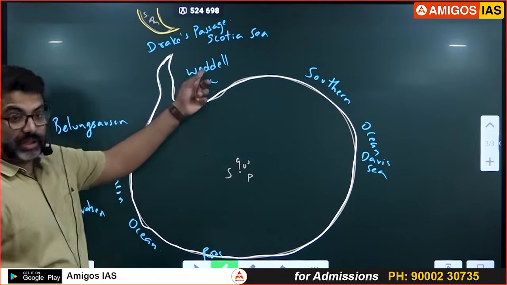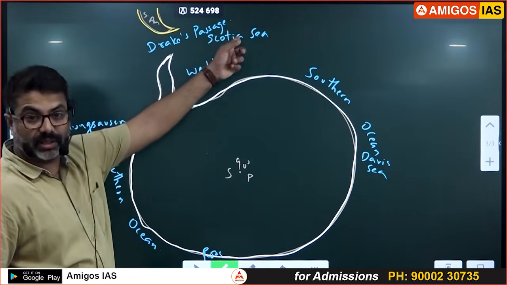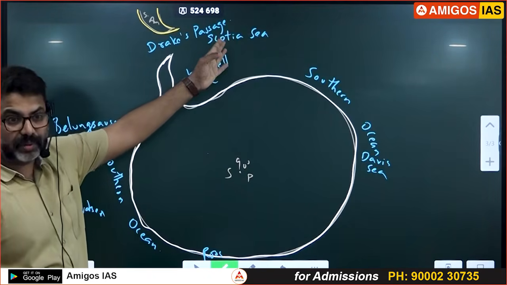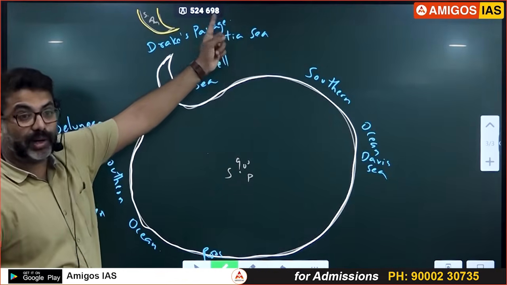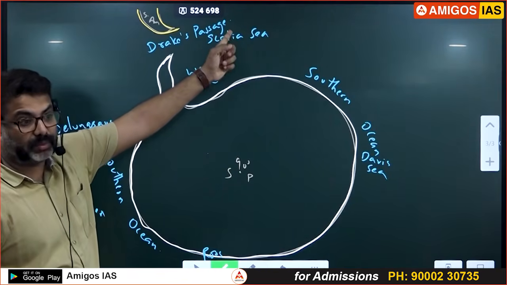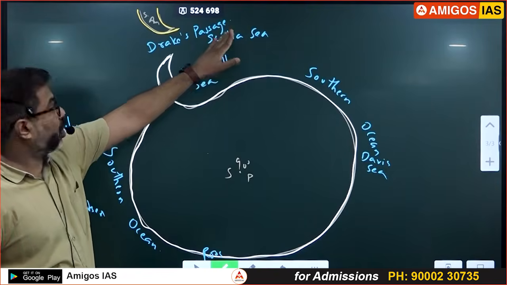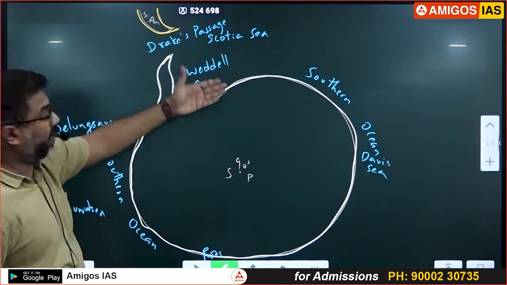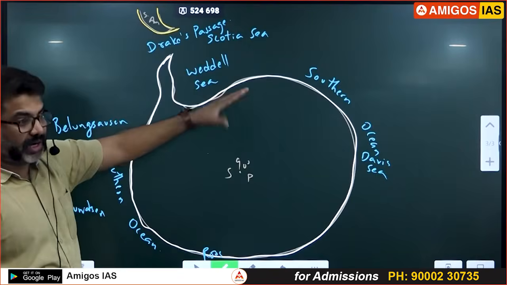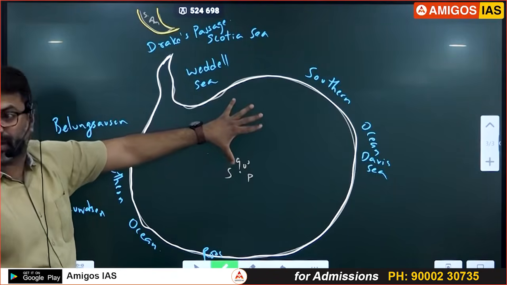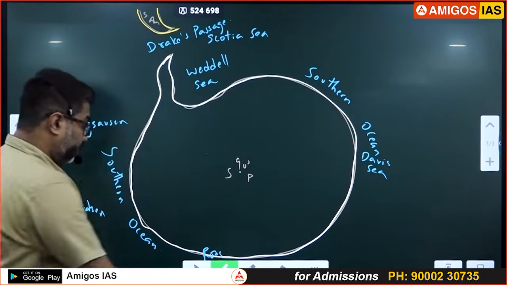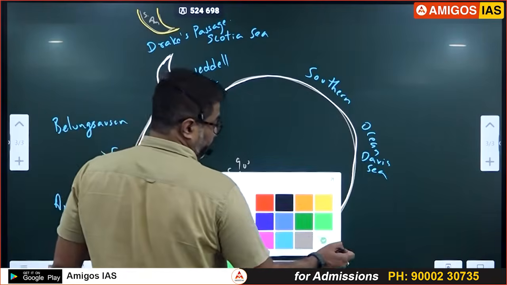So this was asked in the exam. Weddell Sea was asked, Scotia Sea was asked in the UPSC paper, because there is a plate called Scotia plate here. Scotia plate, minor plate. Okay. Scotia plate is between which two plates? South America and Antarctica. Antarctica is a very large continental plate.